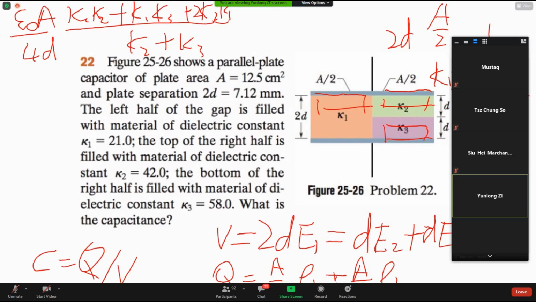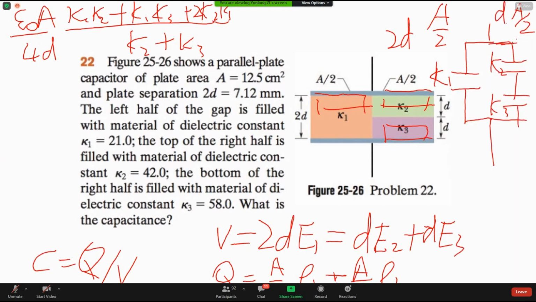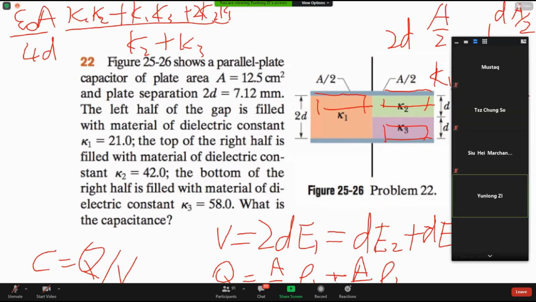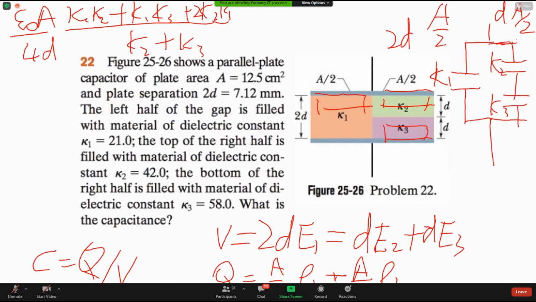Kappa 2 and kappa 3 are half the area, but with only D. So you can calculate the individual capacitance of the 3 capacitors, then make a serial connection between C2 and C3, and calculate the total serially connected capacitance. Then make the parallel connection with kappa 1, C1, so that you can calculate the final capacitance, which will give the same answer as this one.